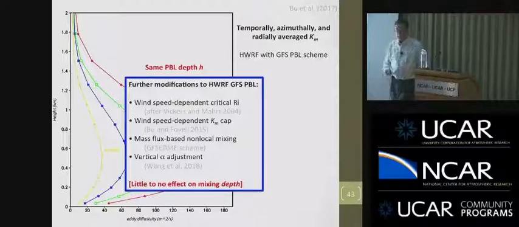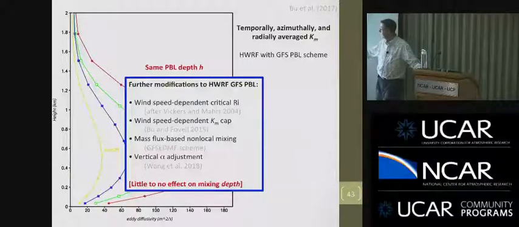Further modifications were made to the HWRF GFS PBL in recent years. There was a wind speed dependent critical Richardson number added. My assessment is that had very little impact. There was also a wind speed dependent cap on the eddy mixing that Peggy Boo and I inserted into the code in an attempt to get away from setting this alpha value as an external parameter with no true value. Also a mass flux-based non-local mixing, and an adjustment of the alpha parameter near the surface layer.